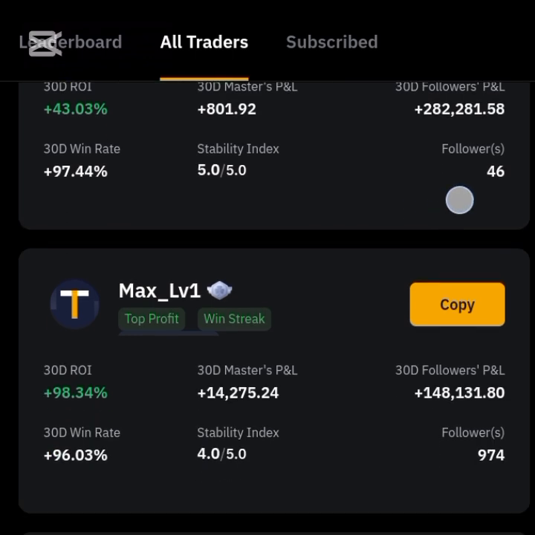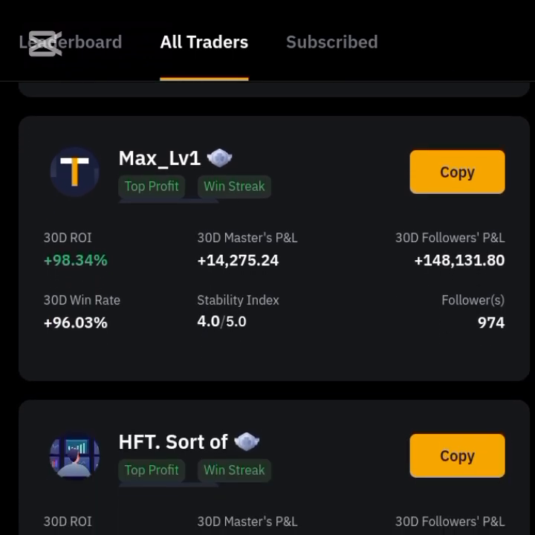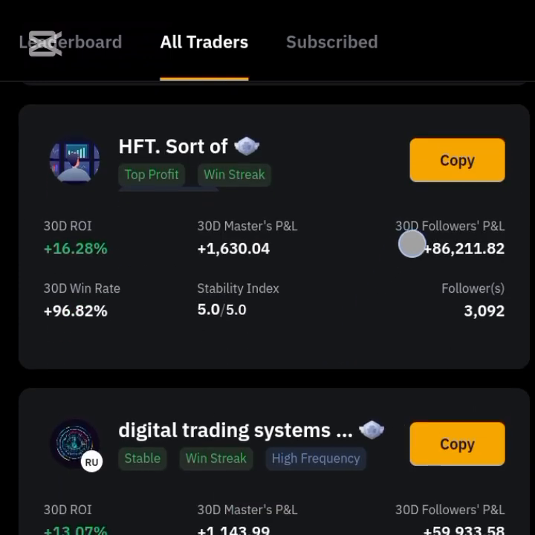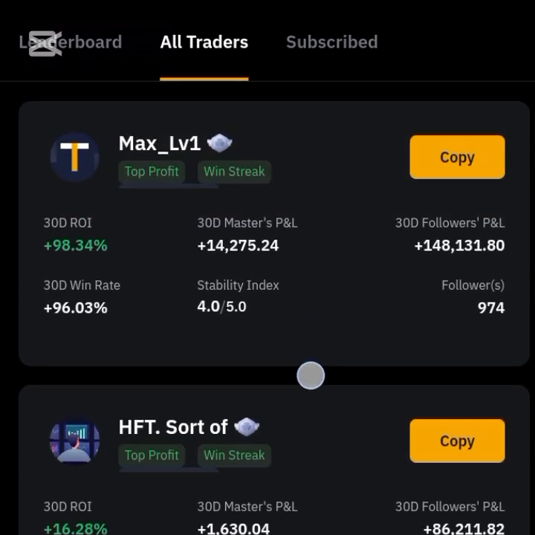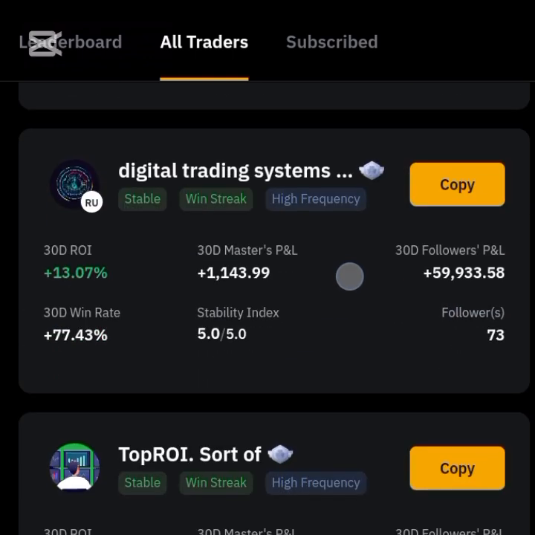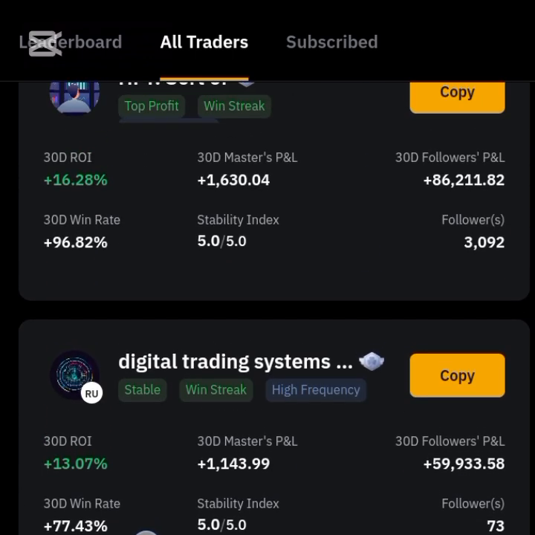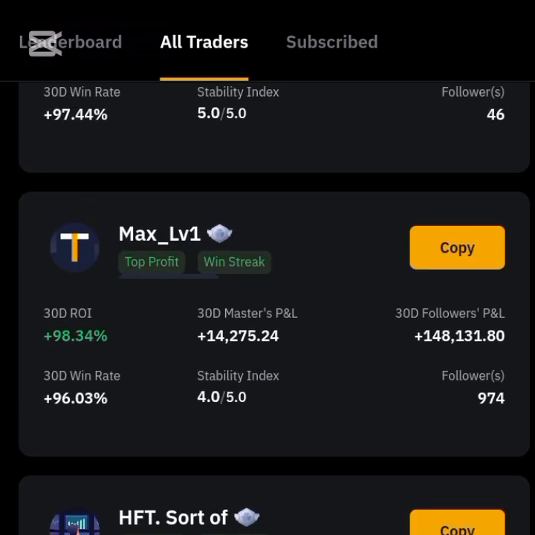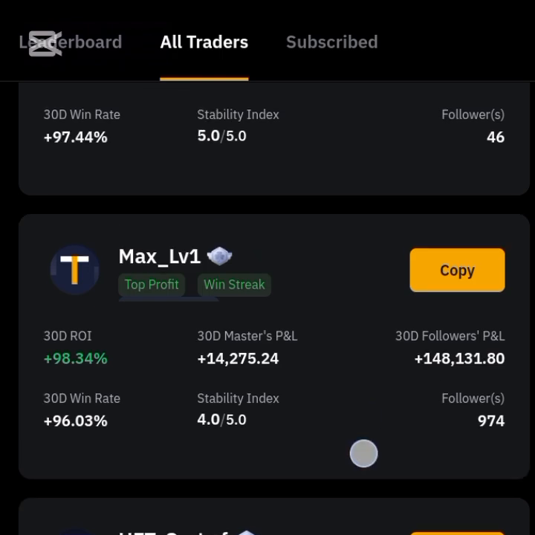Yeah, that's nice. Then we have the second one, max level. He has 98% in the last 30 days. Wow, stability 4 points, followers 977. That's okay. Then you have the 16% with the win streak 96%. So if you can see something here, these people that are selected have a win rate of over 96%, 95%, basically over 90%. Only this one has a 77% win streak, but the rest have a very high win rate and streaks as well.